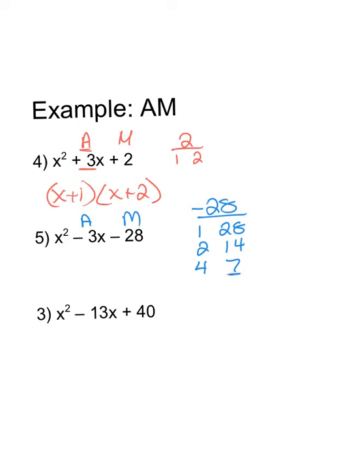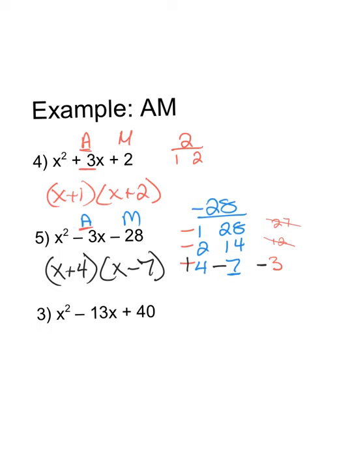Since, again, it's a negative 28, that tells me one of my factors has to be negative, because when the signs don't match and you multiply, you get a negative. I want them to add to negative 3. That's 27, so that's no good. That's 12, that's no good. If I look at this, 7 minus 4 is 3. I want negative 3, so I'm going to change my signs to get the negative 3. So it becomes x plus 4 and x minus 7.